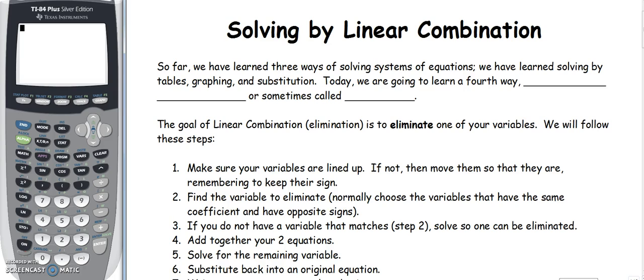Today we're going to learn our last way of solving a system of equations. We are going to solve by linear combination. So far we've learned 3 ways of solving systems of equations. We've learned solving by tables, graphing, and substitution. Today we're going to learn a 4th way, and it's called linear combination.